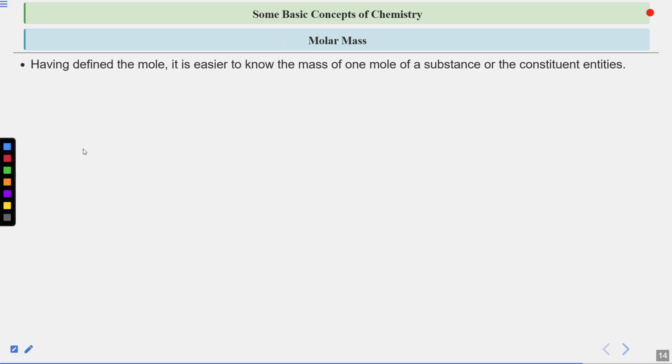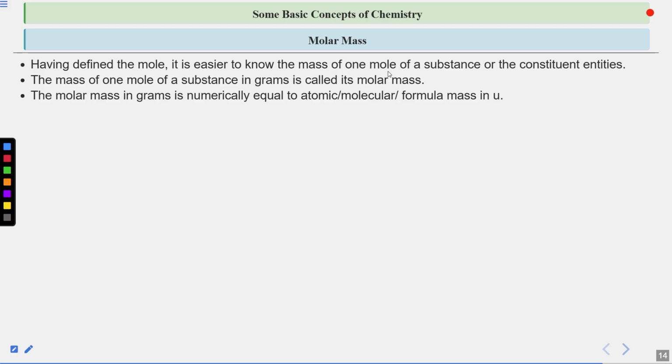Now, since we have defined the mole concept, it is easier to know the mass of 1 mole of substance. So what is the mass of 1 mole of substance? It is simply called the molar mass. So the definition goes like: the mass of 1 mole of substance in grams is called the molar mass.